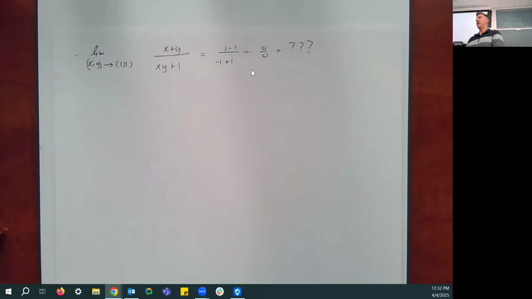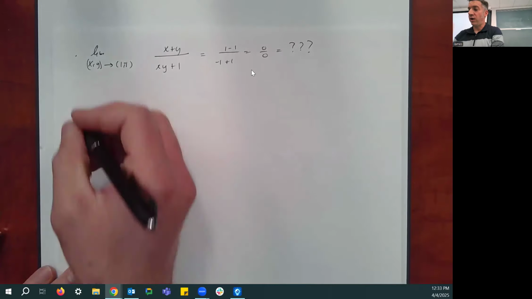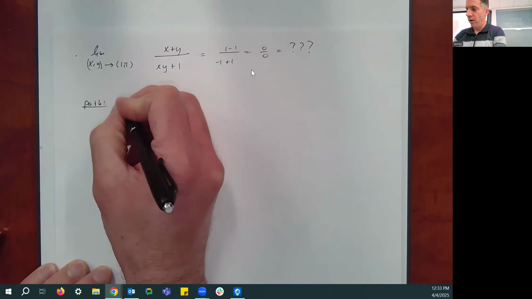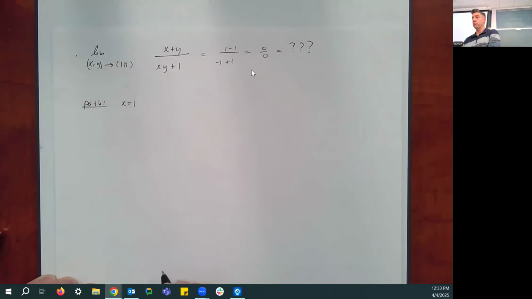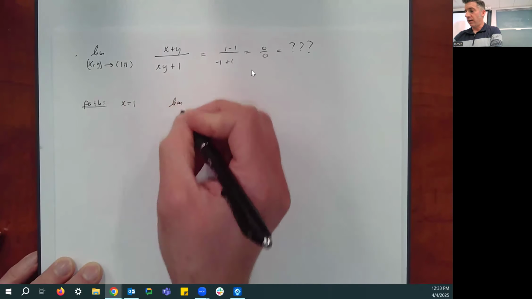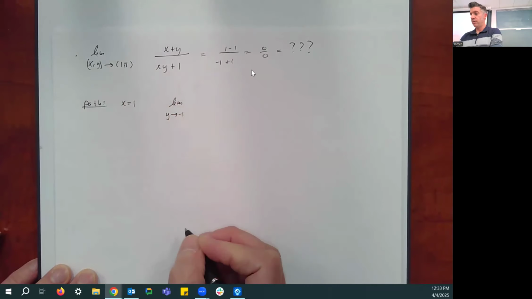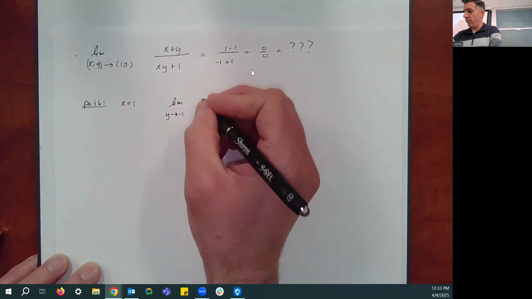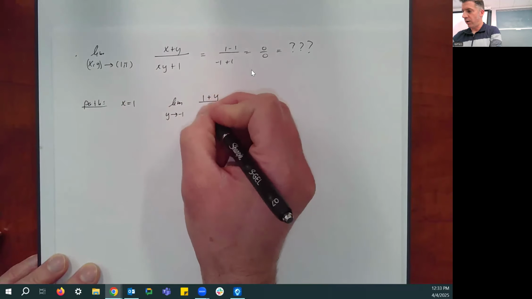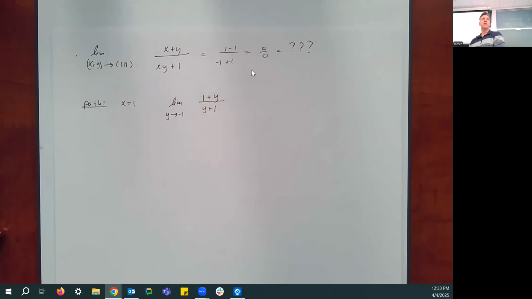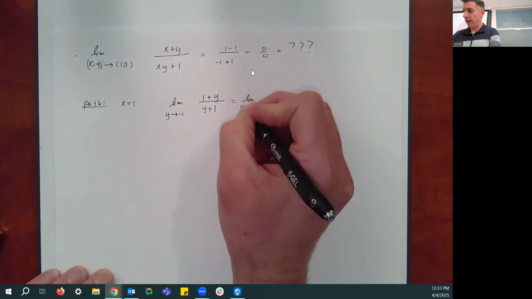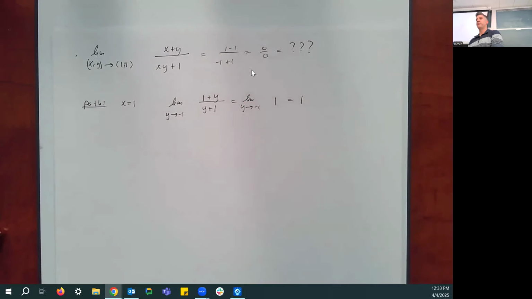Since I'm not going through the origin, I have fewer options. I would always encourage you to choose the options that are x equal to the value that x is approaching or y equal to the value that y is approaching. So let's try the path where x is equal to 1. We're going to have the limit as y approaches negative 1, because x is always 1, of 1 plus y over y plus 1. Well, that works out nicely. 1 plus y divided by 1 plus y is just 1. That's the limit as y approaches negative 1 of 1, which is 1.